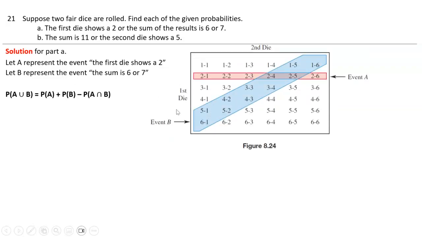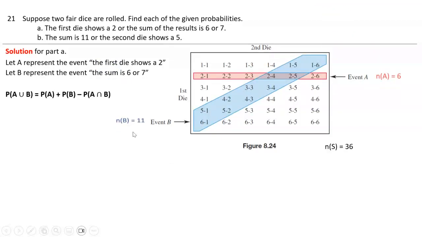So for A, the first die is a 2. It's going to be here in red. You see the first one's a 2: 2,1; 2,2; 2,3; 2,4; 2,5; 2,6. So event A is highlighted by red, which is going to be 1, 2, 3, 4, 5, 6. It's going to be 6. I mean, the sample space is 36, but for the event A it is going to be 6.